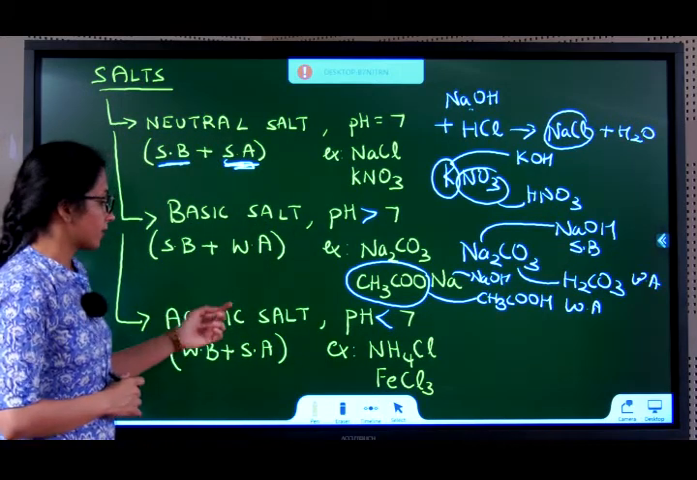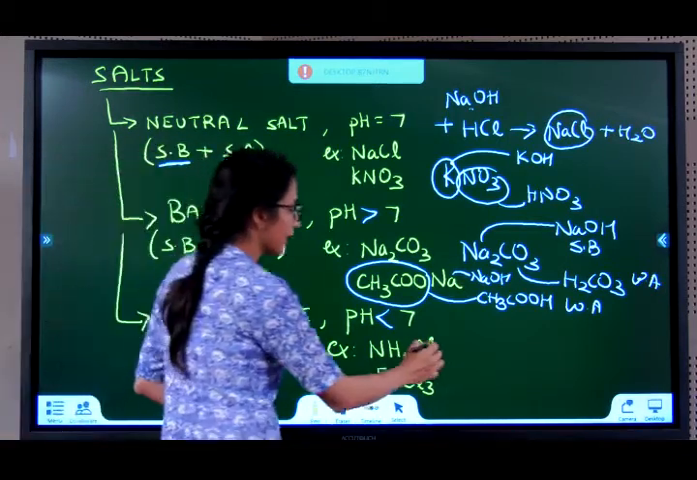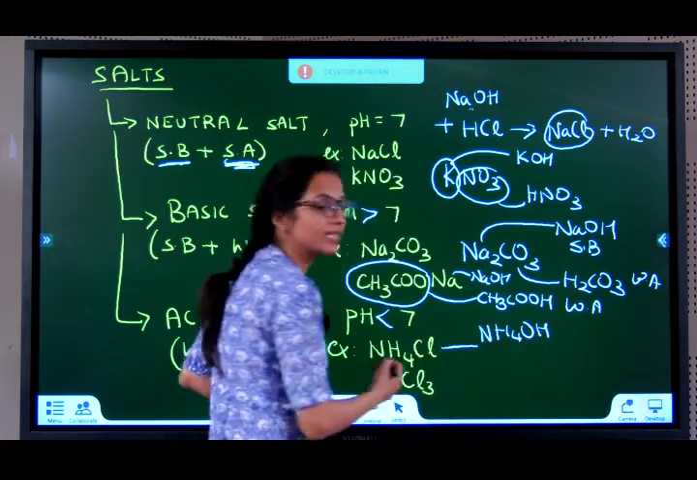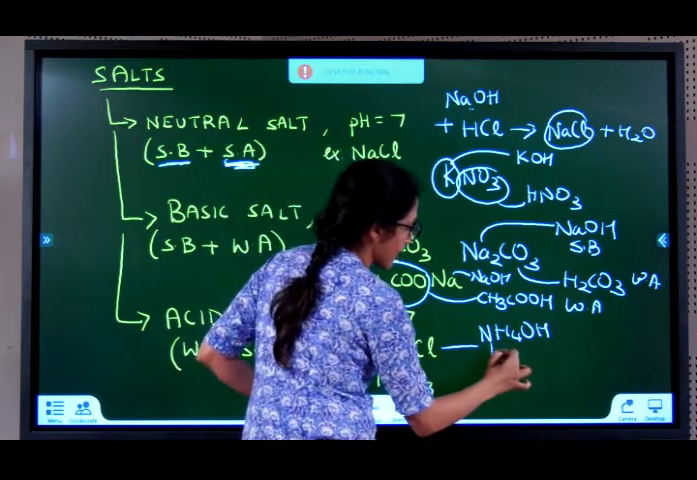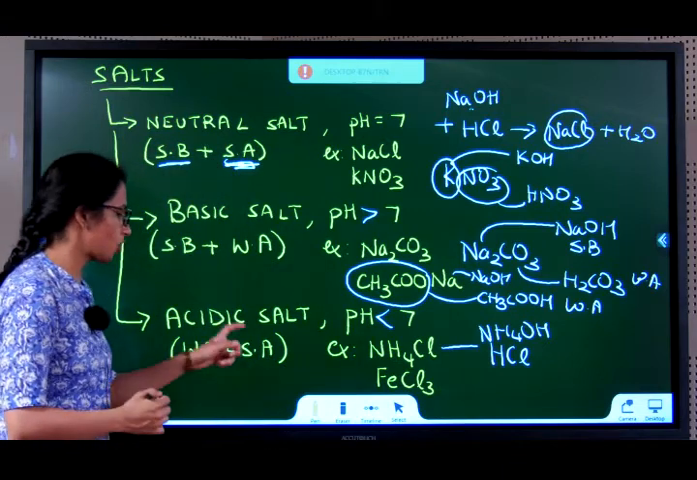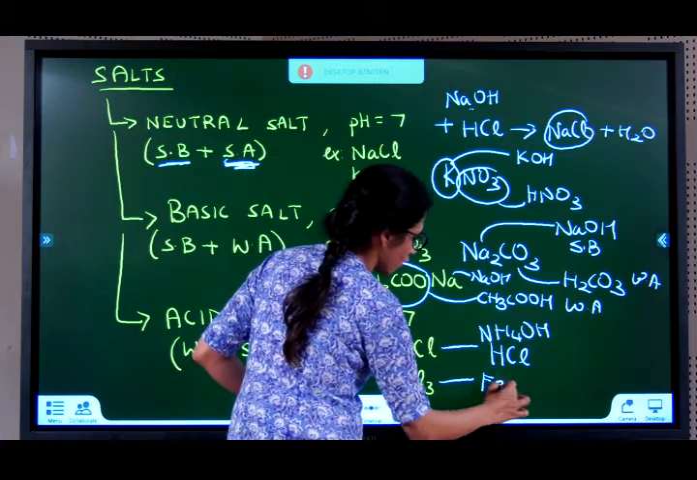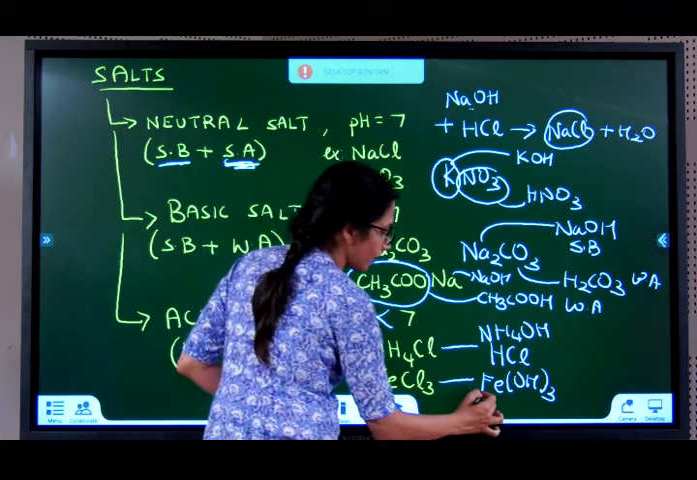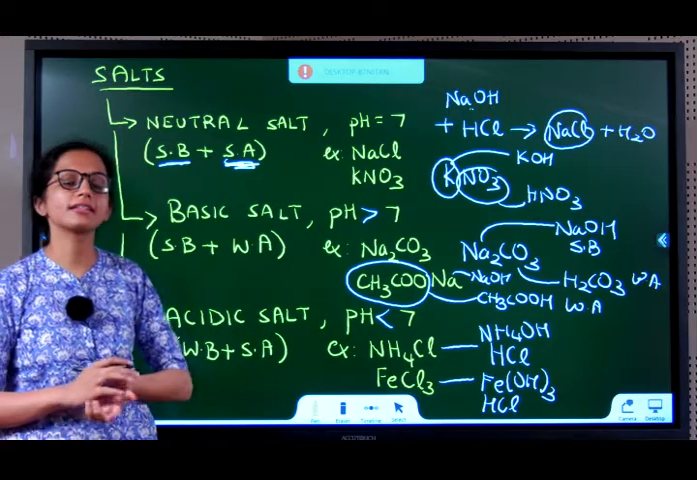Next, acidic salts. They are made of weak bases and strong acids. Let us see. NH4Cl: NH4OH, ammonium hydroxide, weak base. Cl from HCl, strong acid. Weak base, strong acid, acidic salt. FeCl3: Fe(OH)3, weak base. Cl will come from HCl, strong acid. The resulting salt is acidic.